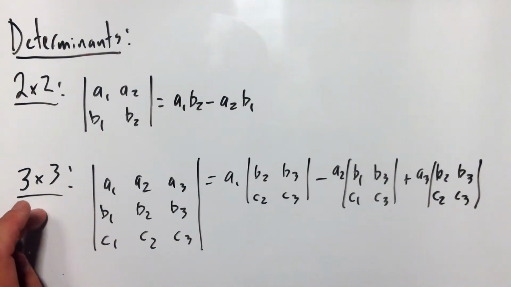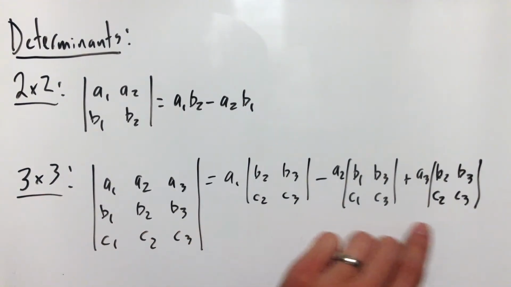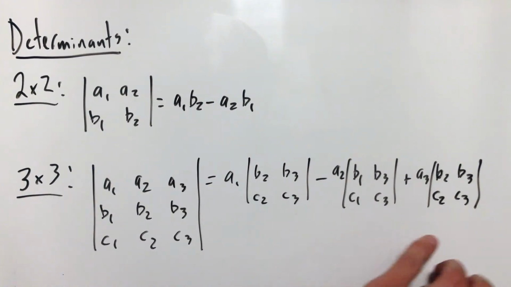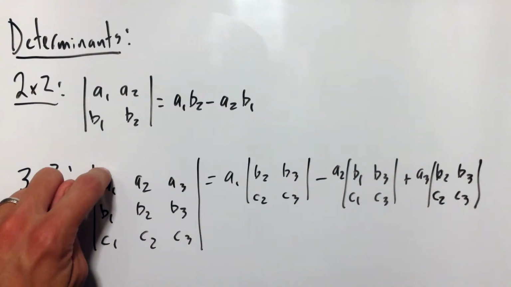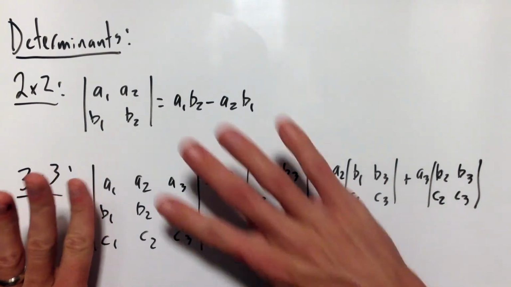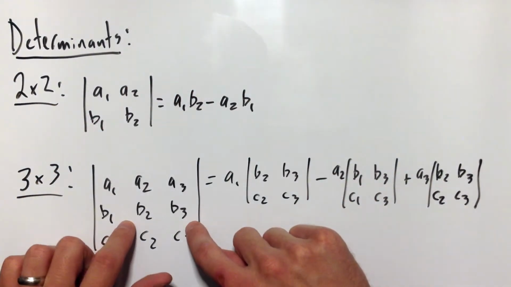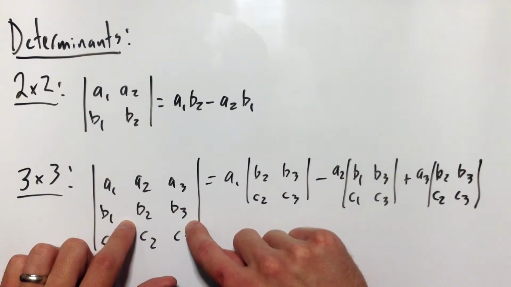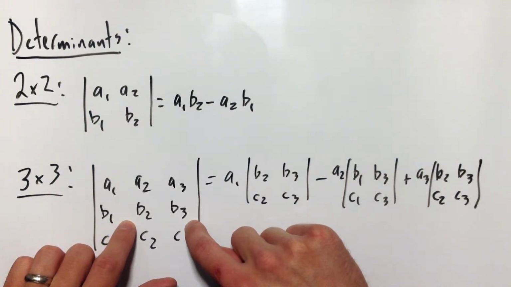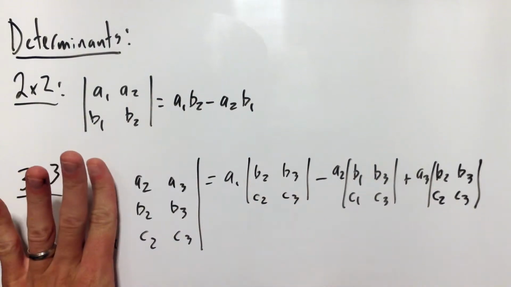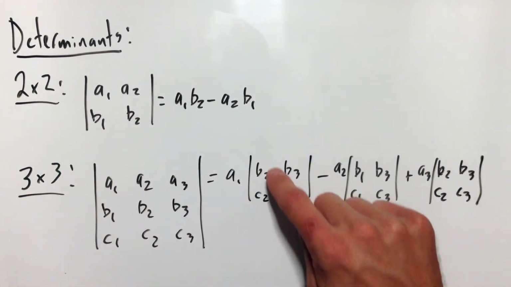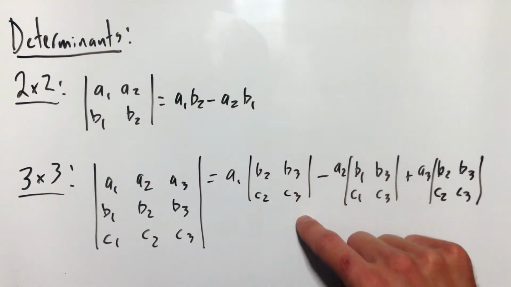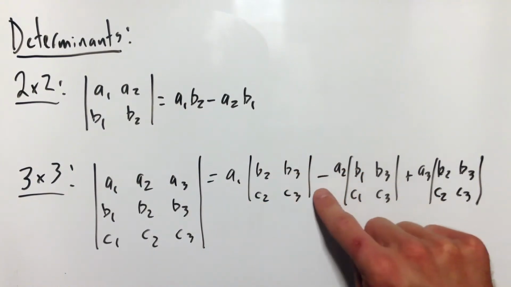So we can evaluate the 3 by 3 determinant in terms of something called minors, 2 by 2 minor determinants. So what we do is this. We start with A1, and then we ignore the row and column and look at just the 2 by 2 determinant left, ignoring the first column and the first row, and we get A1 times the determinant of B2, B3, C2, C3. Then the signs will alternate.